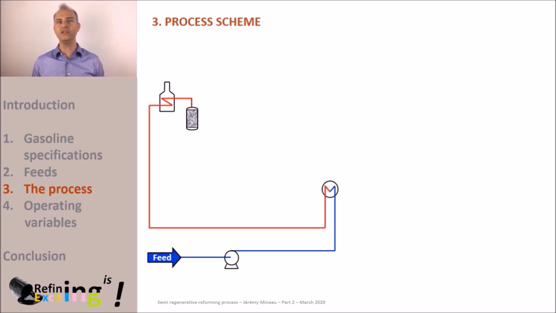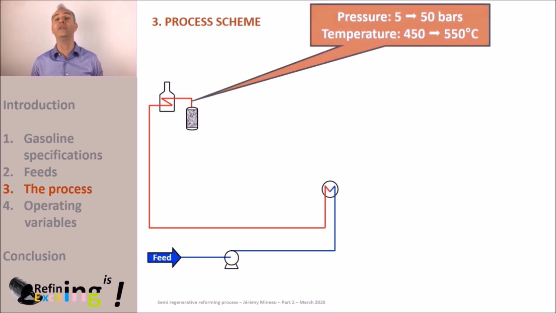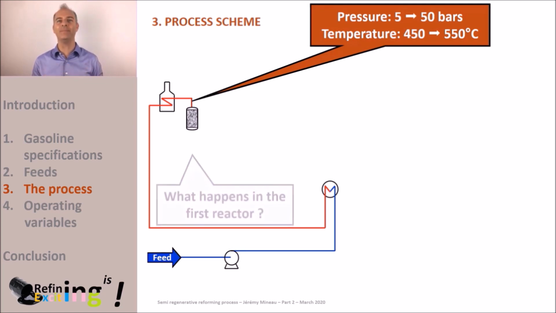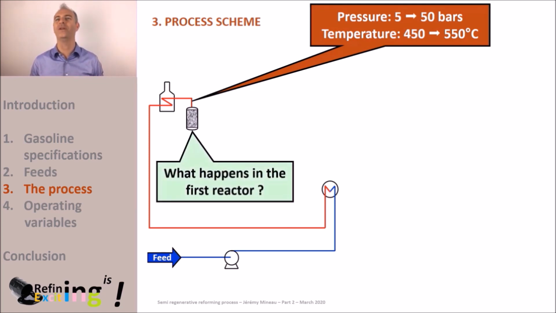Note that these reactions will take place entirely in the gaseous phase. The pressure ranges typically between 5 and 50 bars and the temperature between 450 and 550 degrees C. So, what exactly happens in the first reactor? We'll be seeing that in a minute.